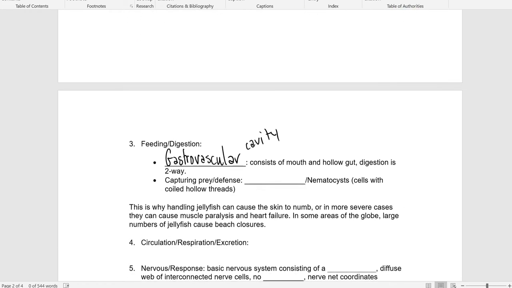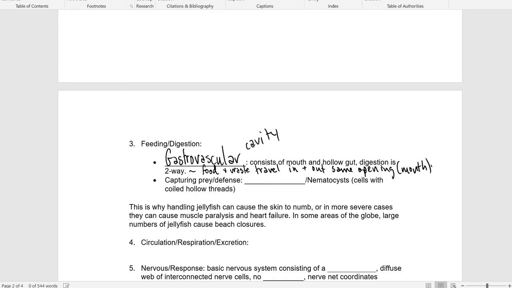So we say it's two-way because food and waste travel in and out the same opening, in a sense, the mouth.